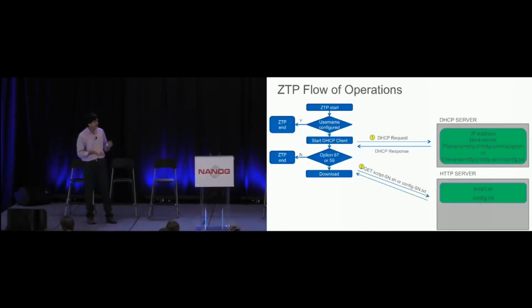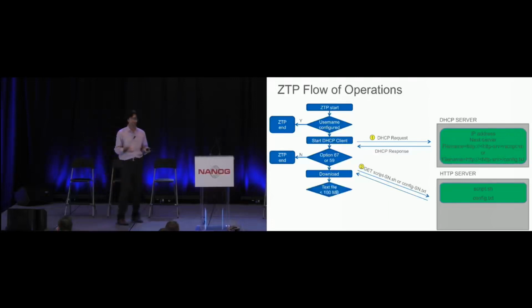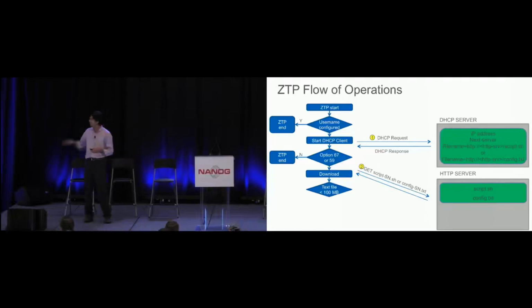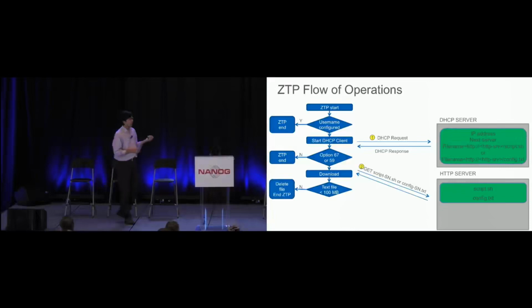Once you download the configuration or script, first it will check the size of the file. Just from a security point of view, we don't want to download a big file. So we make sure it is less than 100 MB. If you have bigger files, you can modify the threshold value, but we make sure we have files in MBs, not in GBs. If the file is beyond the size limit, then it will delete the file and stop the process.